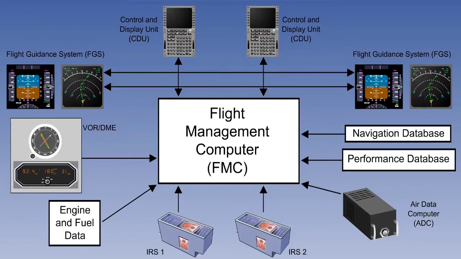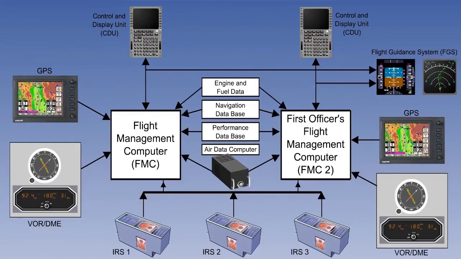You can see that there is one flight management computer serving both pilots and 2 inertial reference systems. However, here is a later model. The architecture looks more complicated because there are 2 flight management computers, 1 for each pilot, and 3 inertial reference systems. However, the basic components are the same, and the way the system works is the same.